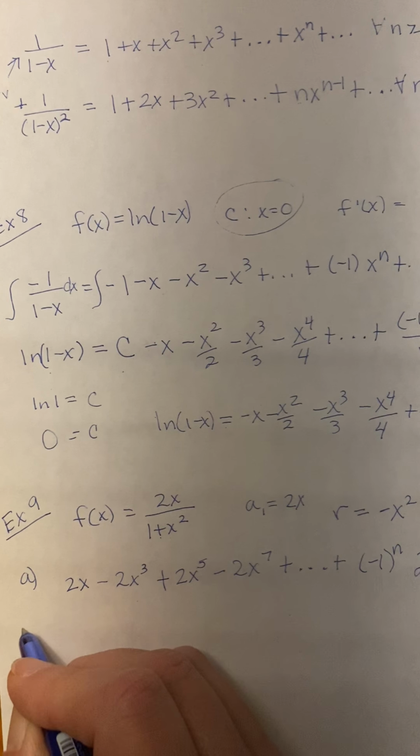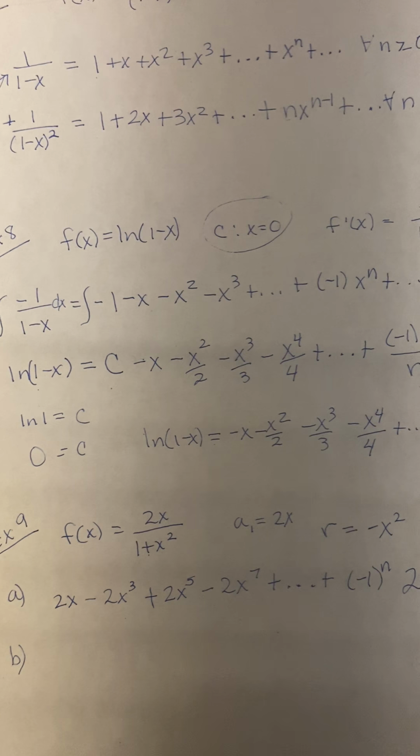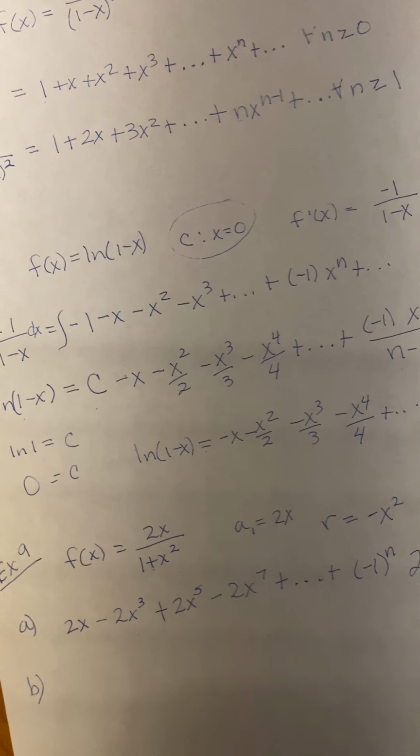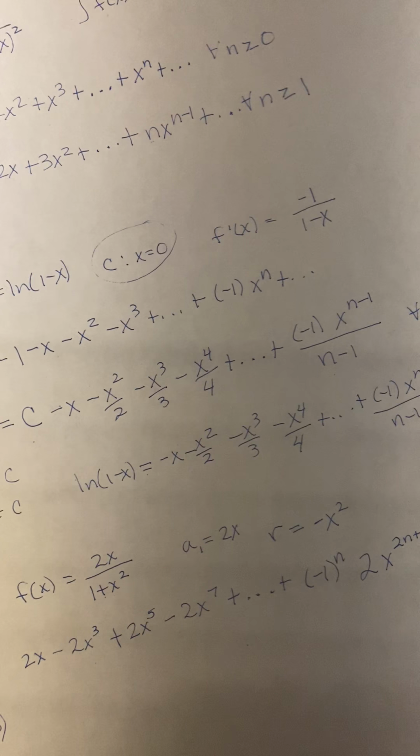All right, let's try part B. In part B, it says, hold on, I'm flipping the paper. Oh, all right. Let the function be given by this. Does the series found in part A, when evaluated at x equals 1, converge to f of 1? Explain why or why not. We have 2 different ways we can do this. So let's look.